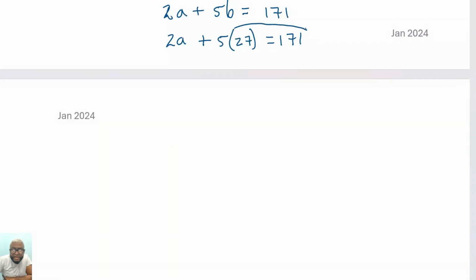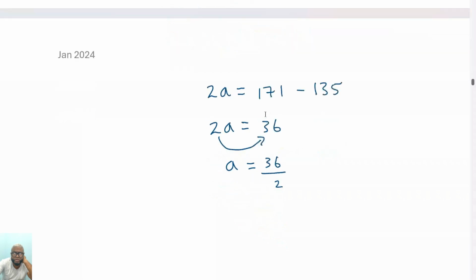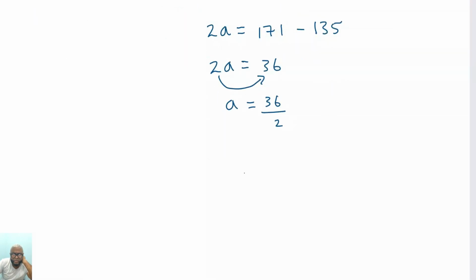Whatever you get, move it to that side. So 2A will be equal to 171 minus 5 by 27, which is 135. Carry this 2 here. A is equal to 36 divided by 2. A is equal to 18.